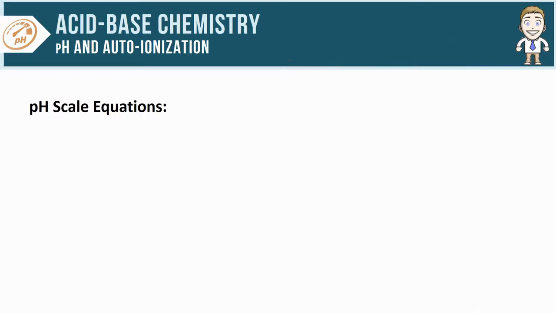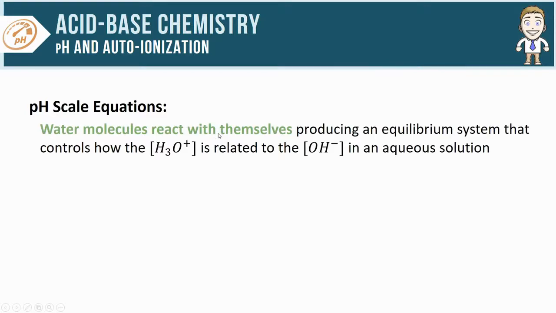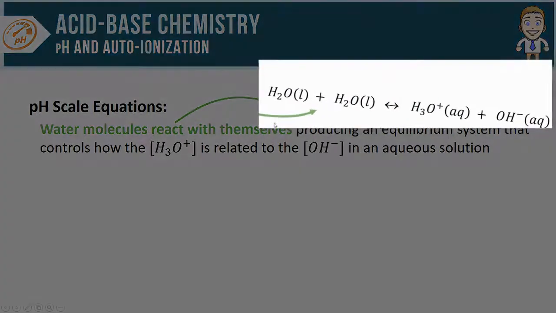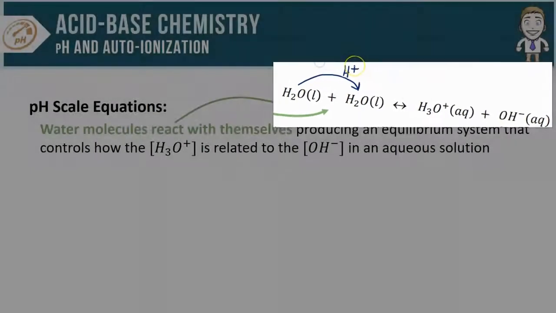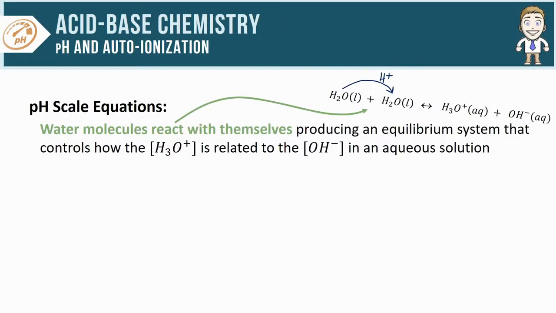Now let's get into some of the math and equations behind pH, starting with something unique that water molecules can do. Water molecules can actually react with themselves. It's a weird thing to imagine. Let's take a look at the chemical equation to get a sense of the process. You can see here the two reactants are both water, where one donates an H plus ion to the other. This produces, of course, an H3O plus and OH minus in equal quantities.